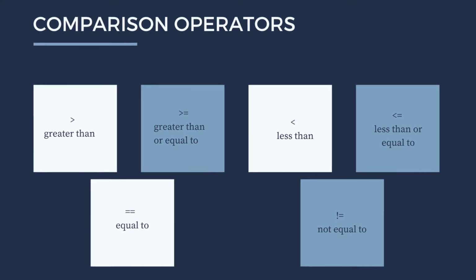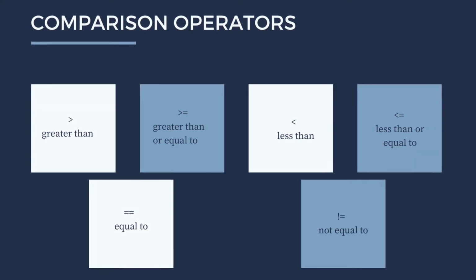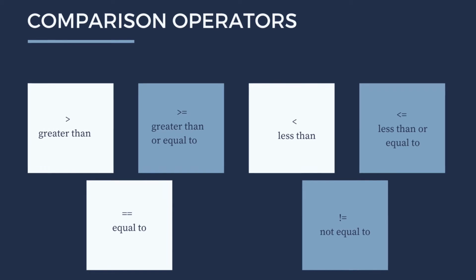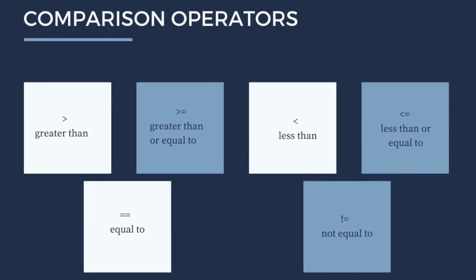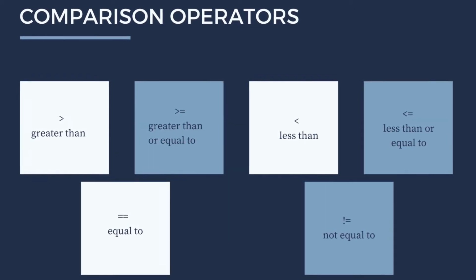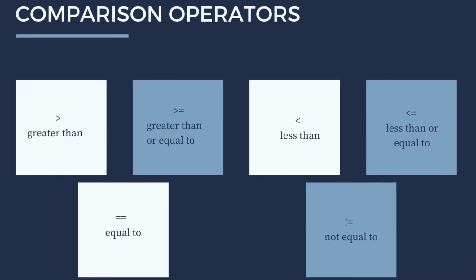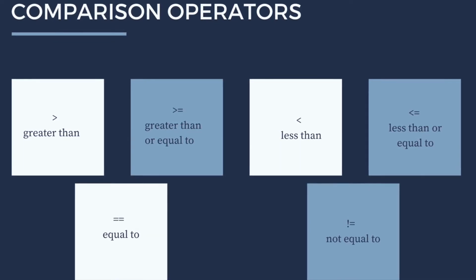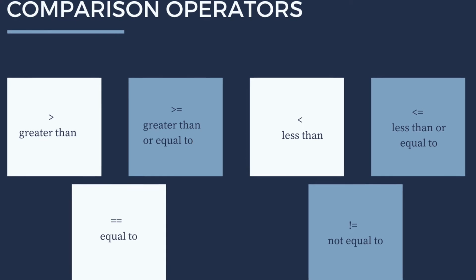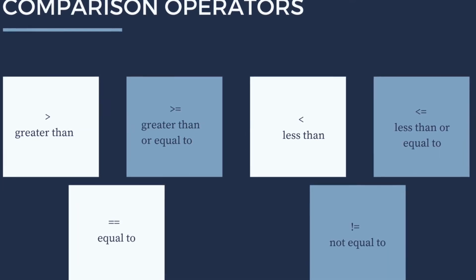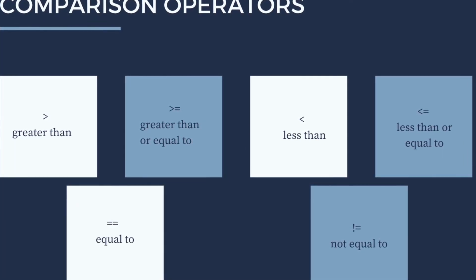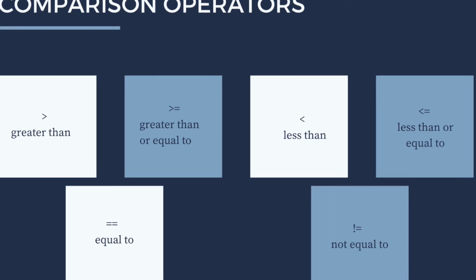Now, how will you compare numbers? Now we have this list of comparison operators like greater than or equal to, less than or equal to, and not equal to. All these operators evaluate to either true or false, like 5 is greater than 10, answer is false, or 5 is equal to 5, answer is true.